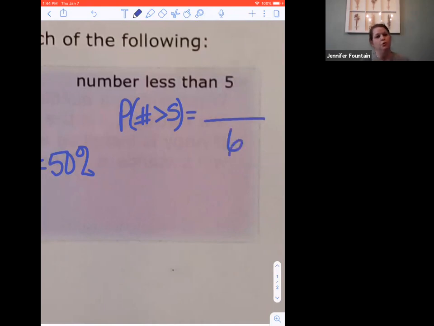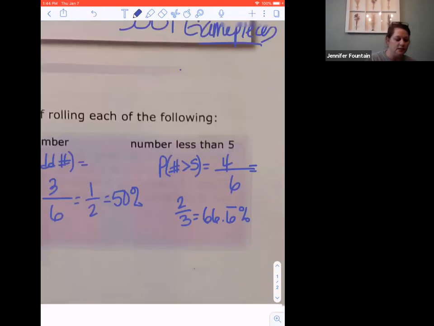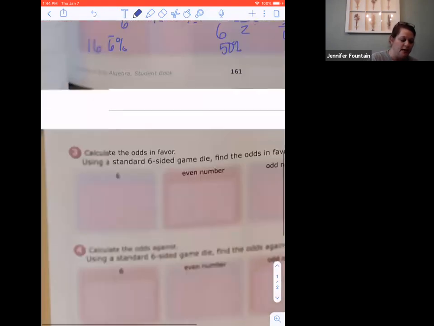Again, my total possibilities is 6. So a number less than 5, I could roll a 4, a 3, a 2, or a 1. So I have 4 chances out of 6. So I would reduce that. That would reduce to 2/3. But then I can also put that 2/3 as a decimal, which would be 66.6 repeating percent if I wrote it as a percent. Okay, so now let's look over on the next page and we are calculating odds in favor.